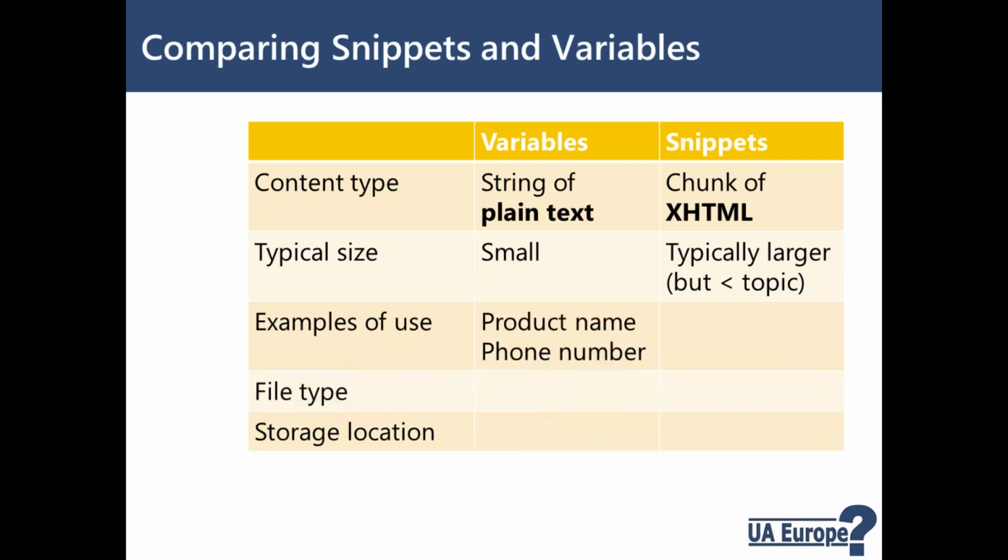So as far as examples of use go, variables, we're talking about names, typically, things like a product name, company name, phone number. I love using variables for phone numbers because phone numbers are so easy to get wrong. If you type a phone number 10 times, chances are you're going to make a mistake one of those times. If you use a variable, it's always going to be accurate. What's more, if the phone number changes, you have 1 place to update it.